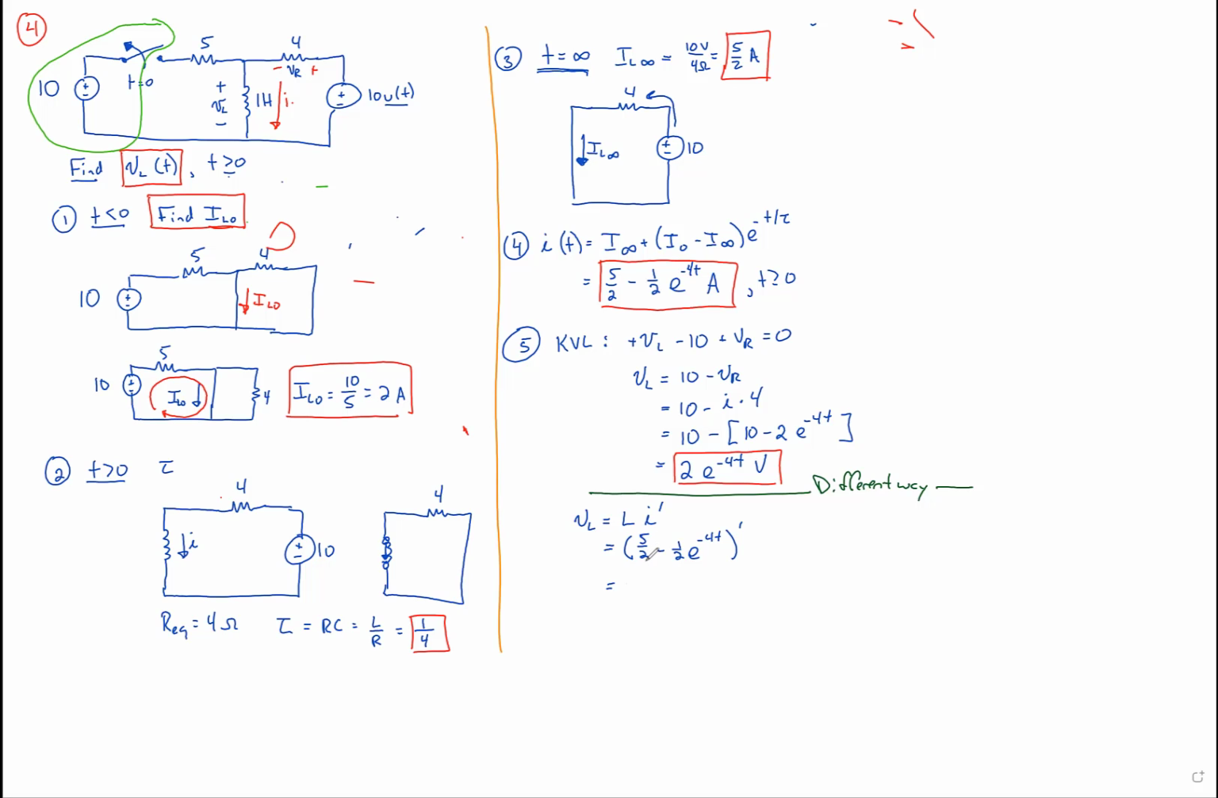So the derivative of the constant is 0. The derivative of this is minus 4 times a negative 1/2. So that's a positive 2 e to the minus 4t, and that would be volts. And that's the exact same result we got above. So there's lots of ways to skin the cat like this, and use whatever you see first. You can kind of see this one took a little bit extra time, but not by much. This probably is the fastest.